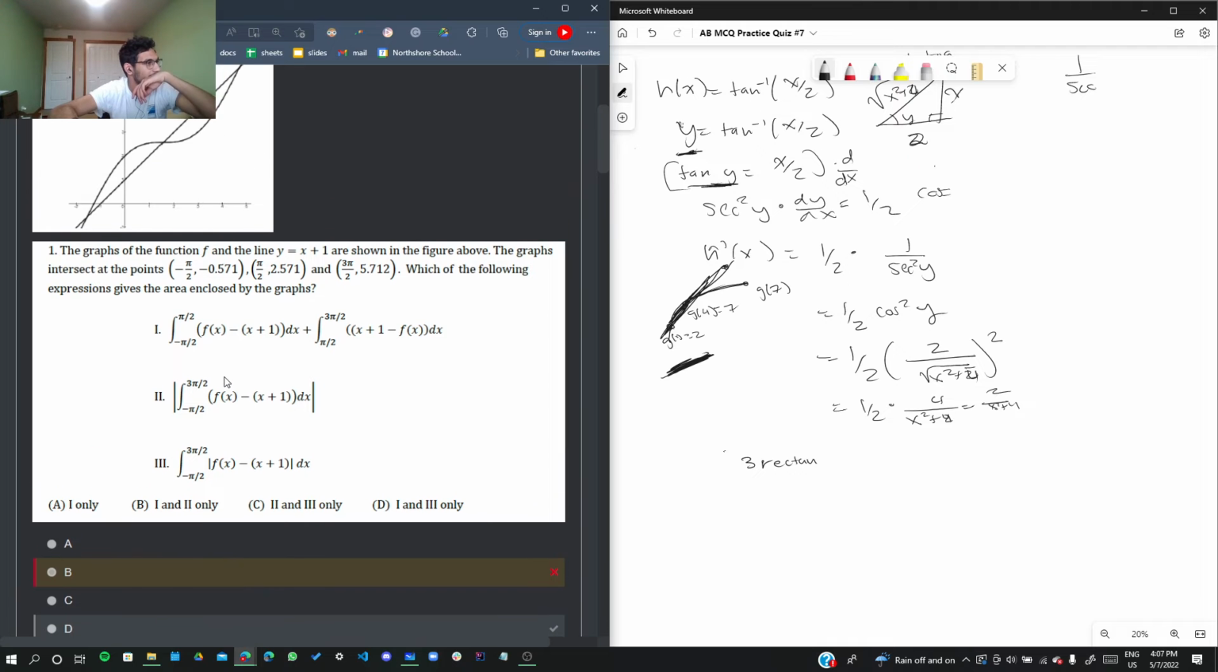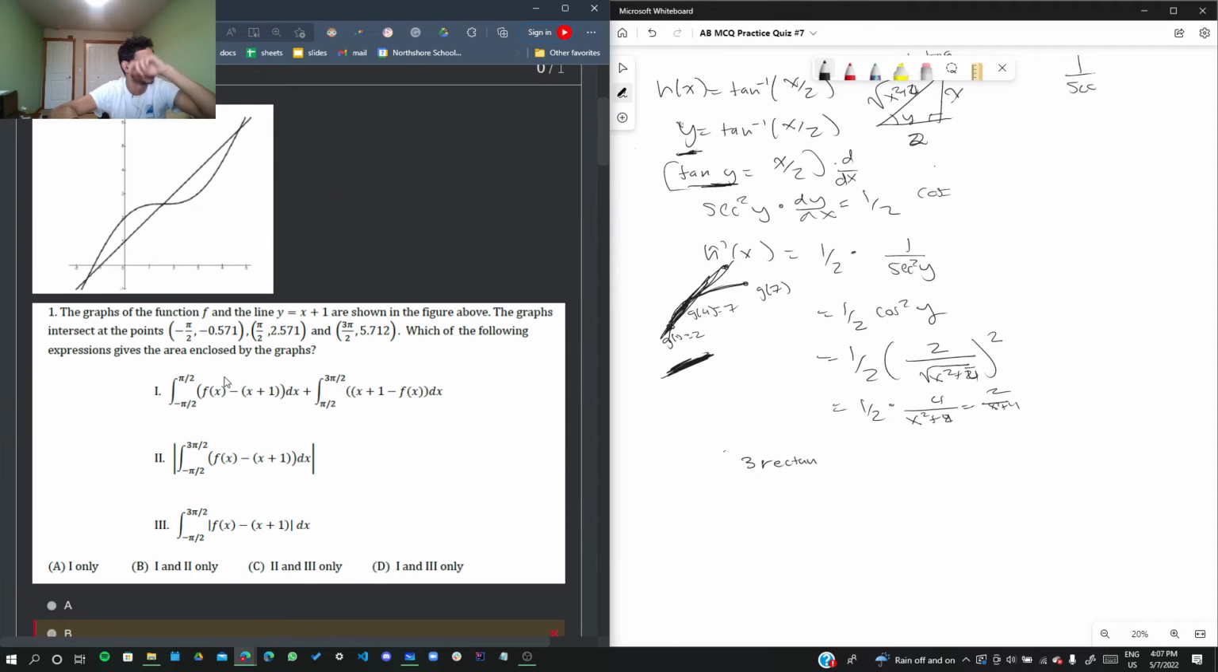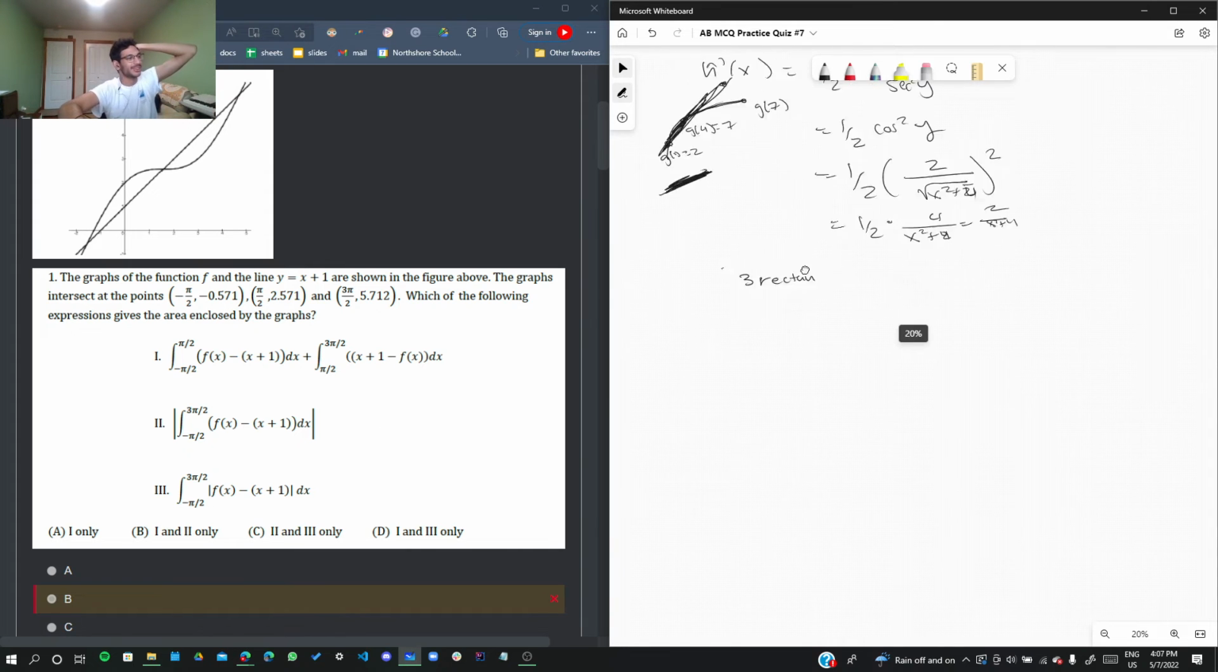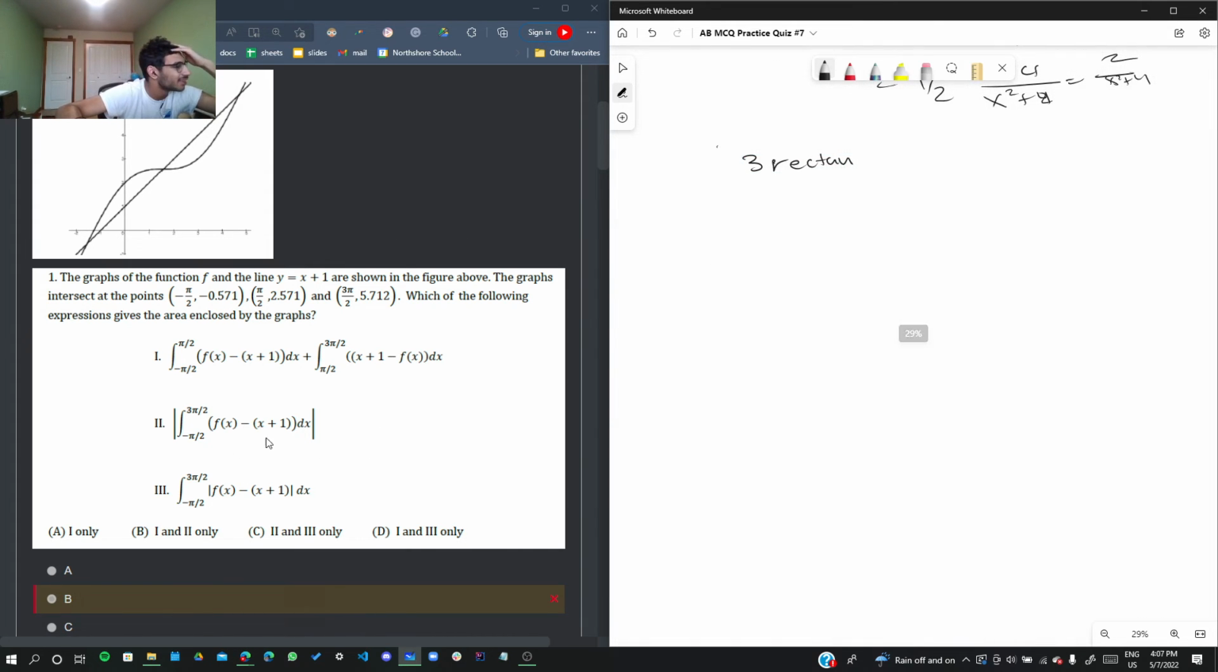What is this? Area close to the graphs. What does this show? Negative pi over 2, 3 pi over 2. Oh yeah, duh. Okay, so I don't know what this is. Okay, I think, no, I just screwed up. I screwed up big time here. I was just being really dumb.